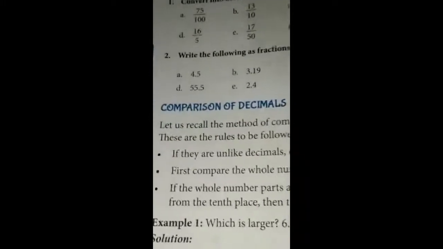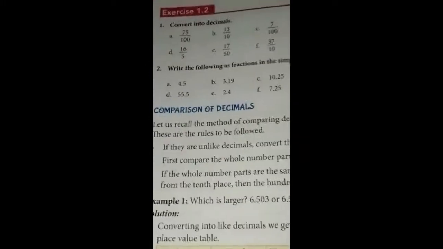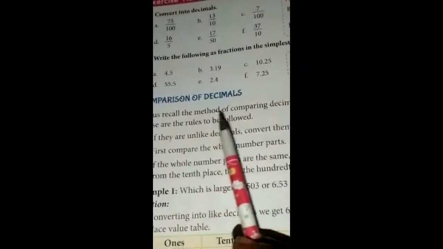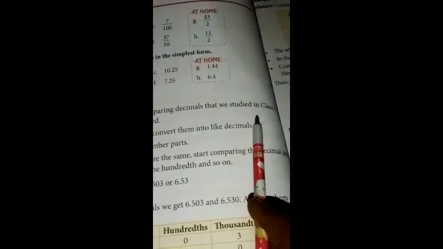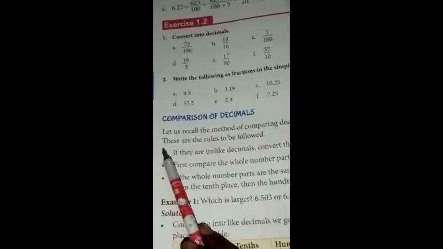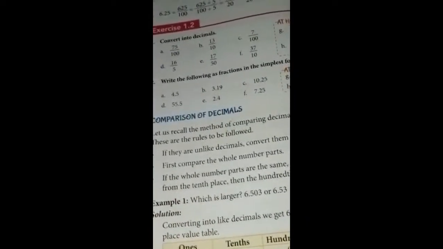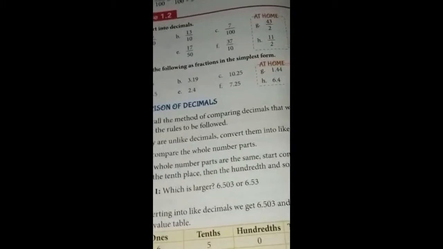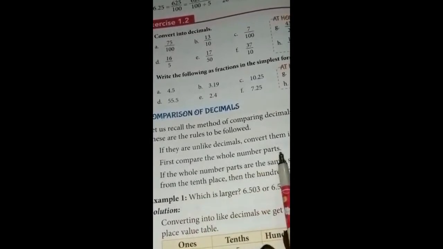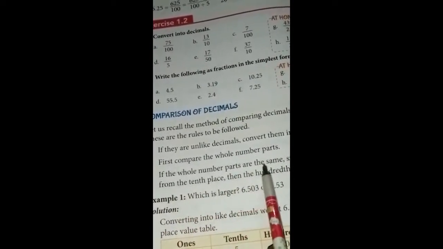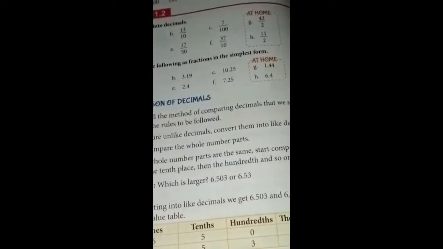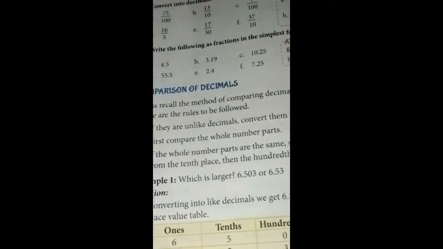Today we are going to learn comparison of decimals. Let us recall the method of comparing decimals that we studied in class 4. These are the rules to be followed. First, if they are unlike decimals, convert them into like decimals. First, compare the whole number parts. If the whole number part is the same, start comparing the decimal part from the 10th place, then the 100th, and so on. Let's solve one example.